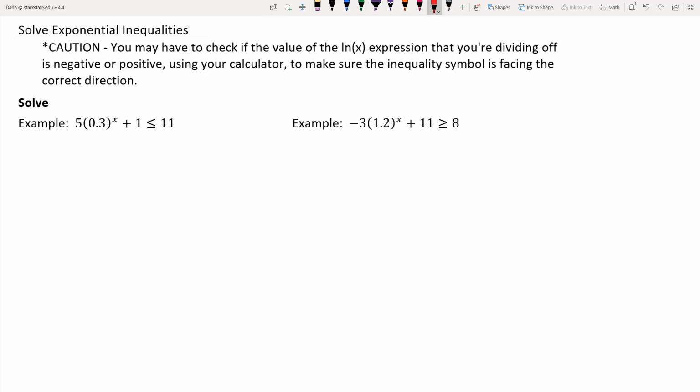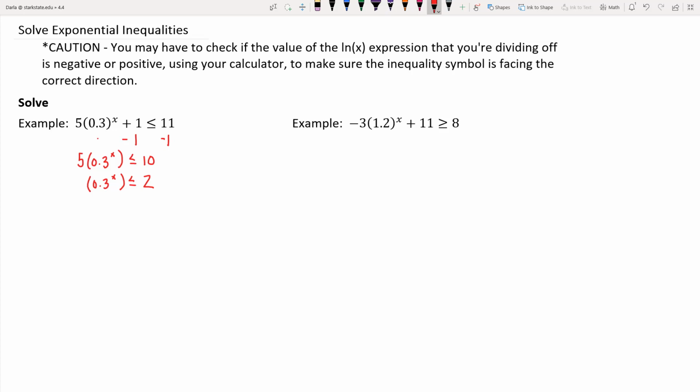So we have 5 times (3/10)^(x+1) is less than or equal to 11. So we want to go ahead and isolate that exponential expression just like we would with the equations. So we're going to subtract 1 from both sides, and we're left with 5 times (3/10)^x is less than or equal to 10. Divide by 5 on both sides. That gives you (3/10)^x is less than or equal to 2.